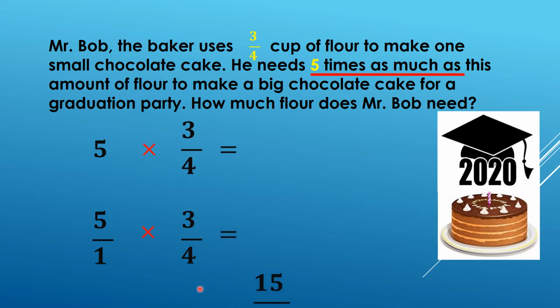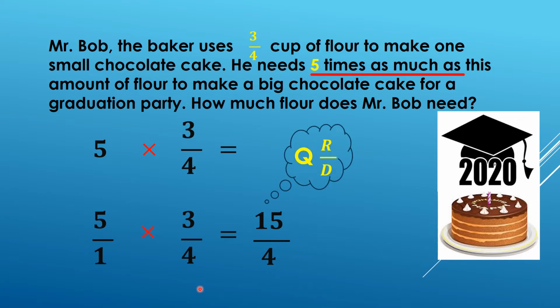What's the answer? Excellent. 15 over 4. This is not simple, right? Is it? Yes, I should use the QRD, right? Because this is an improper fraction. So if you want to do the long division or the clock method, you will get the same answer, which is 3 over 4, and the unit is cups of flour. So Mr. Baker needs 3 cups and 3 over 4 cup of flour to make a big graduation cake.